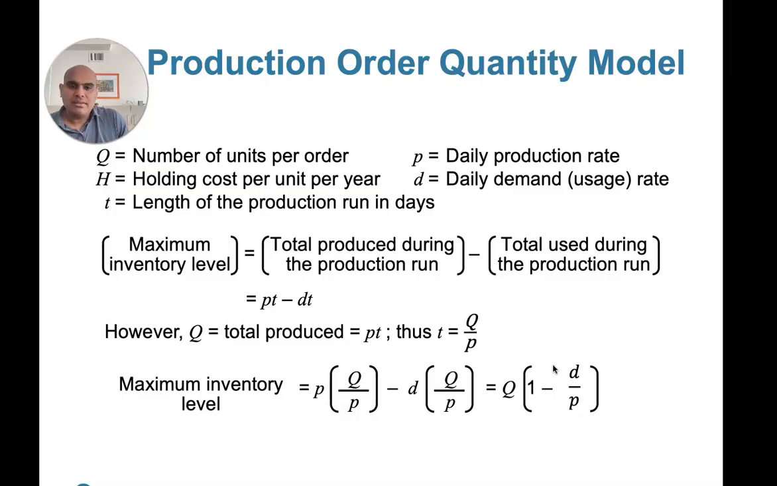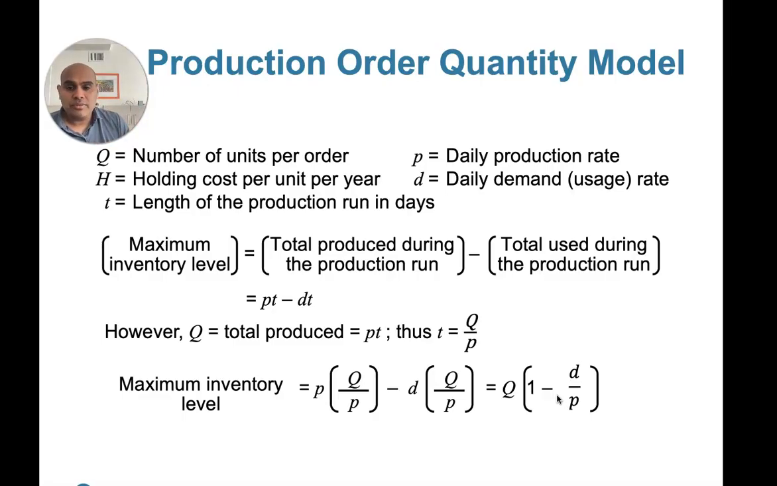And how much less than that? That is decided by this ratio. How much slower is the demand rate than the production rate? So you take that ratio, you subtract that from 1, and then you have your maximum inventory level, right? So that's essentially what you have there. So that's the maximum inventory level, and this is the major change between the economic order quantity model and the production order quantity model.